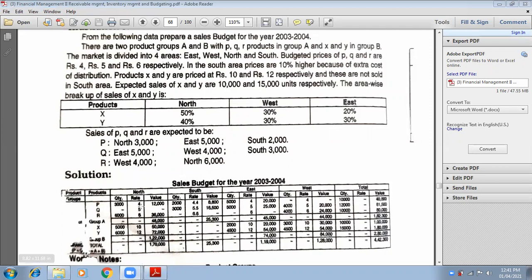So 3000 into 4, you will get the value. So what is the value of P in the north? 12,000. Very good. Now we will complete product P first.